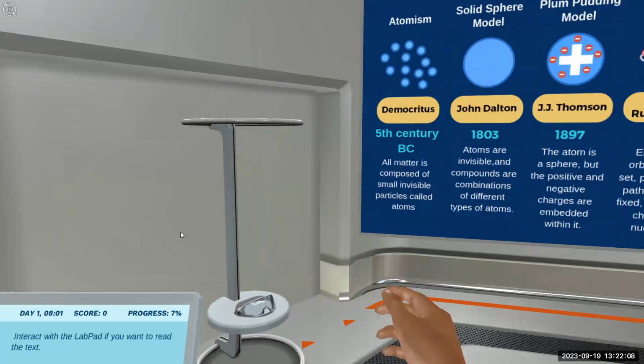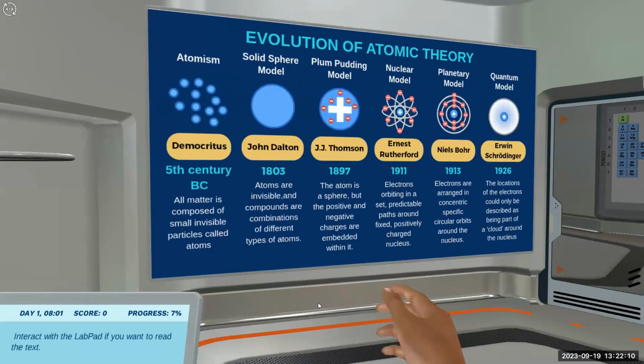The theories about atoms are as old as ancient Greece, but different models have been studied over the past few years. I have tried to summarize the great influencers of the atomic theory in this image on the wall.